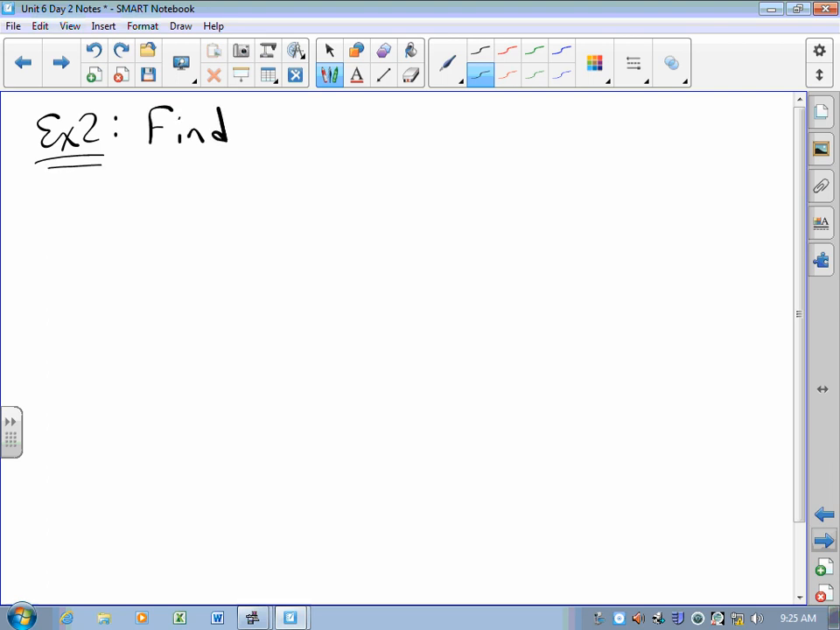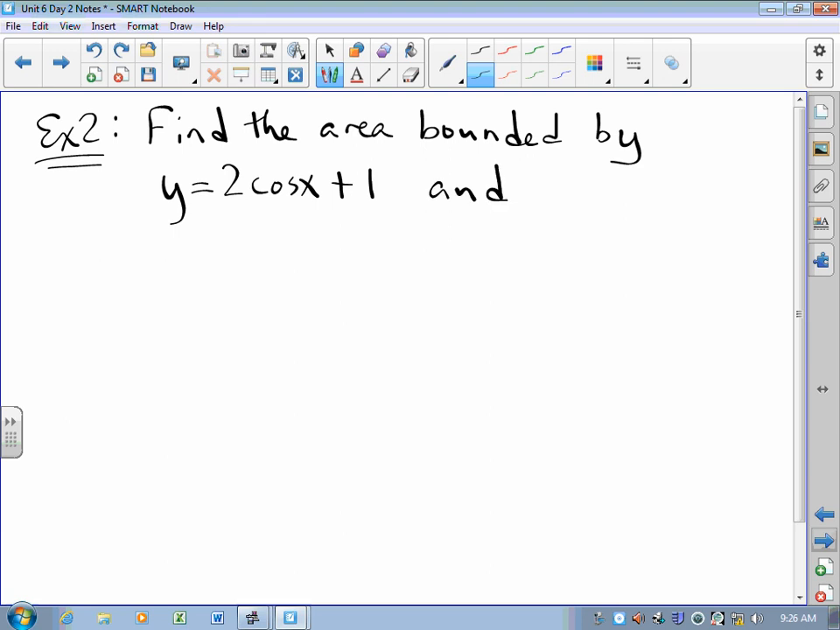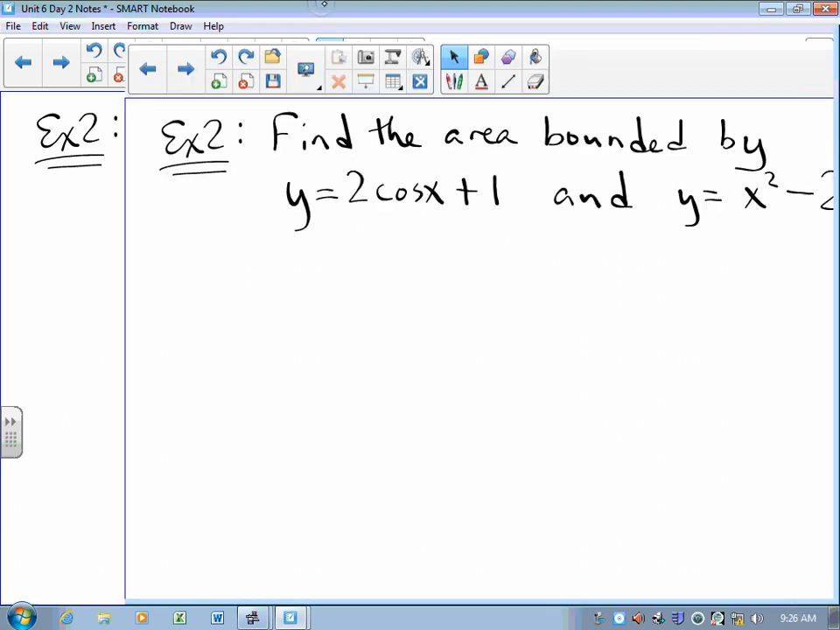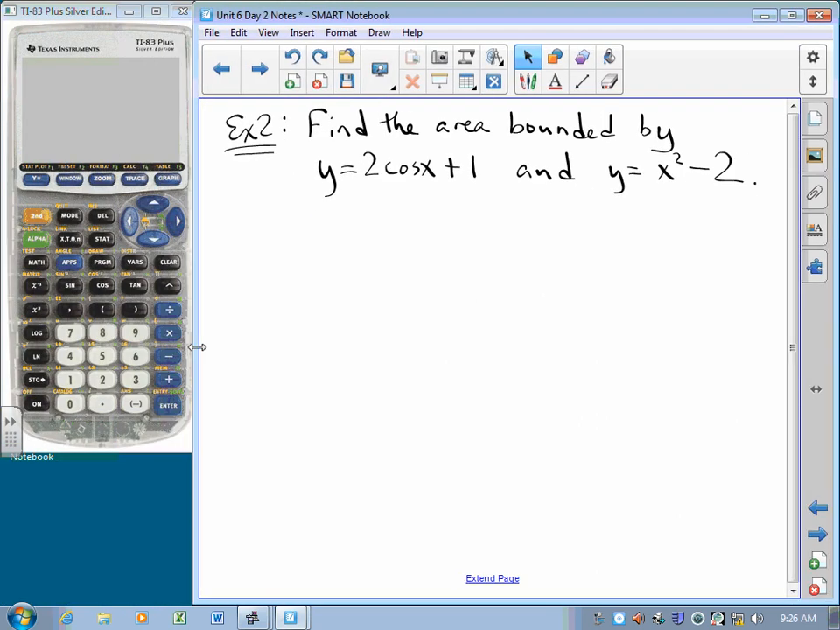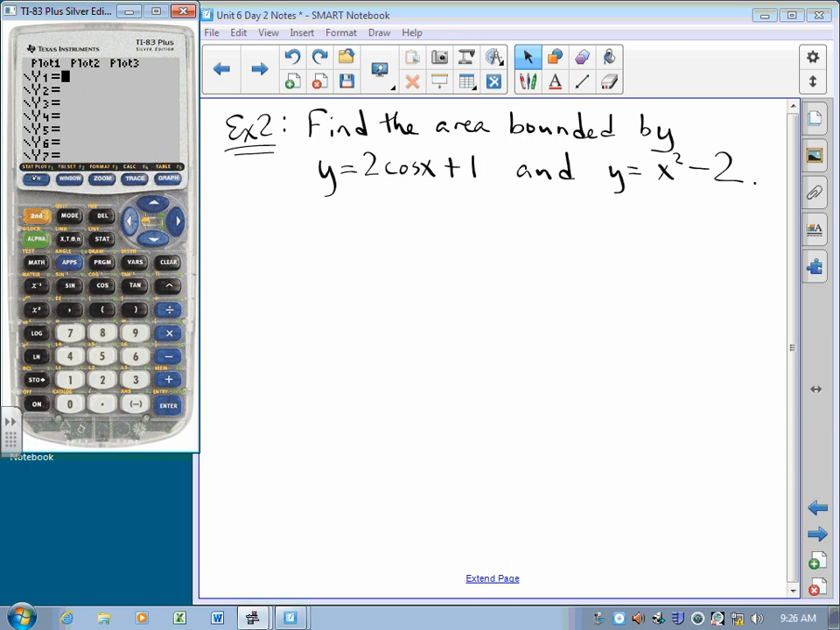Find the area bounded by y equals 2 cosine x plus 1 and y equals x squared minus 2. This is a little bit tougher, so let's bring in the big gun. Let's take a picture. 2 cosine x plus 1. No, plus 1. Very good, yes. I have a master's degree. And then x squared minus 2.